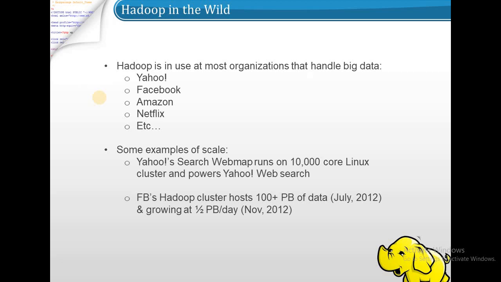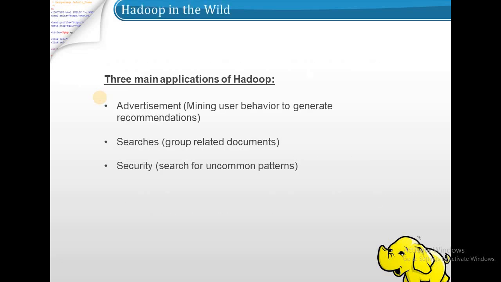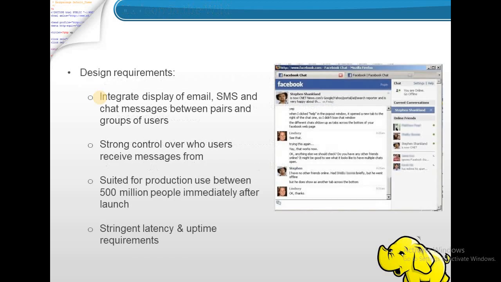Most organizations that handle big data use HDFS: Yahoo, Facebook, Amazon, Netflix, and more. Yahoo's search web map runs on 10,000-core Linux clusters and powers Yahoo. The Facebook Hadoop cluster holds 100 plus PB of data. The three main applications of Hadoop are advertisement, searches and security. Advertisement is mining user behavior to generate recommendations. Searches group related documents. Security searches for uncommon patterns.